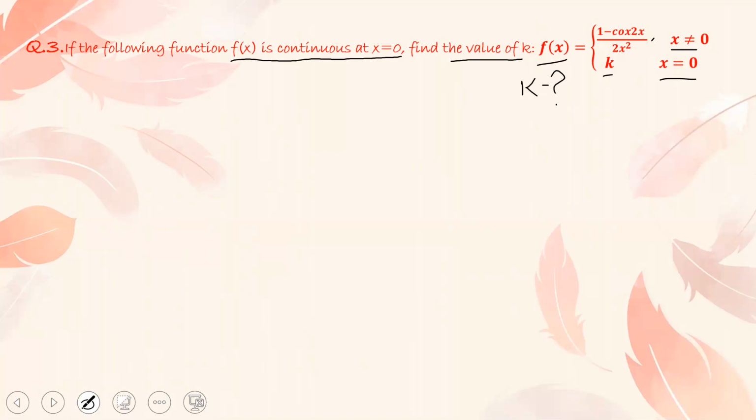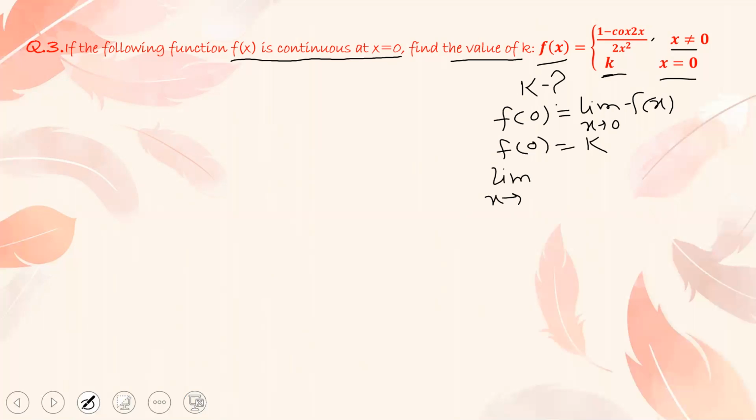What is k? Now, if a function is continuous at x equals 0, that means f of 0 and the limit as x tends to 0 of f of x will be equal. So, let's check what f of 0 is. f of 0 is k, since the functional value at the point x equals 0 is k. Now check the limiting value, the limit as x tends to 0 of f of x.